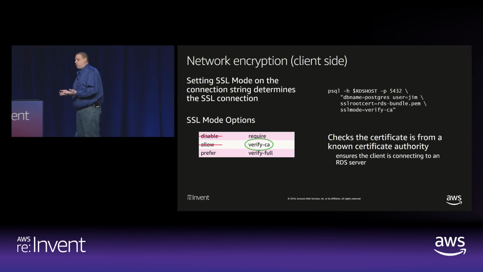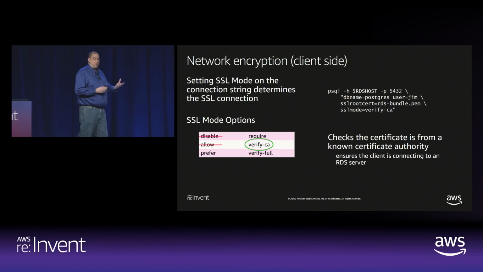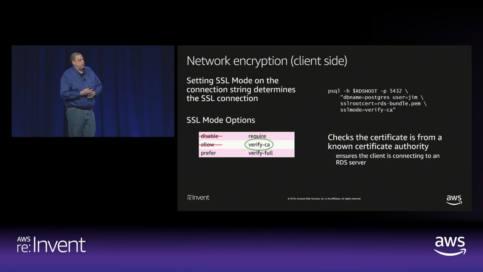But you might have higher requirements from a security perspective, where you could set it to verify CA. What that'll do is verify that the certificate coming back from the server is from a known certificate authority. This will essentially verify that you're connecting to an RDS server. It prevents somebody putting another Postgres instance in between or something else that's responding on the default port. It'll ensure that it's coming back the right way.